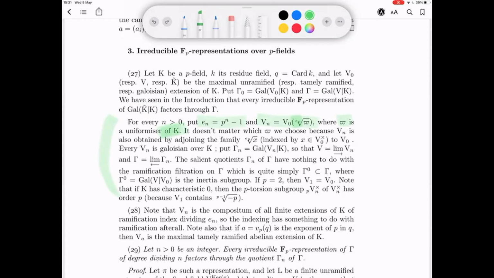Of course, this pi, which is a uniformizer of k, is also a uniformizer of V naught, right? The valuation of V naught is also discrete, so one can talk about uniformizers. And why is it discrete? Because V naught is unramified over k. But which uniformizer do you choose in order to attach its Enth root? The point is, it doesn't matter which pi you choose, because if you choose a different pi, you'll get the same Vn. And why is that? Because V naught contains the Enth roots of every unit.